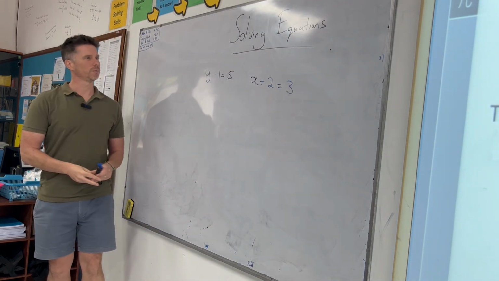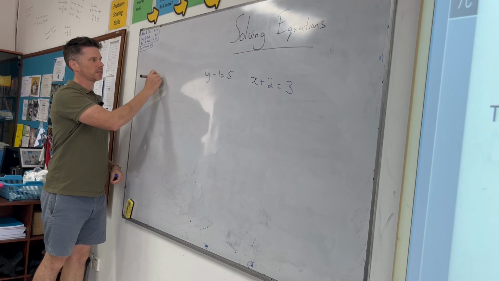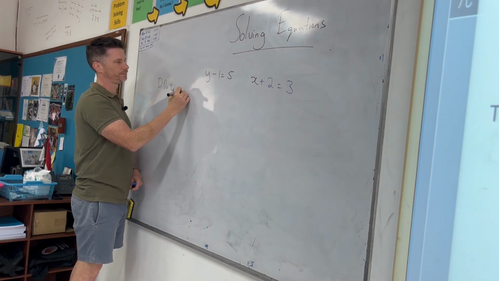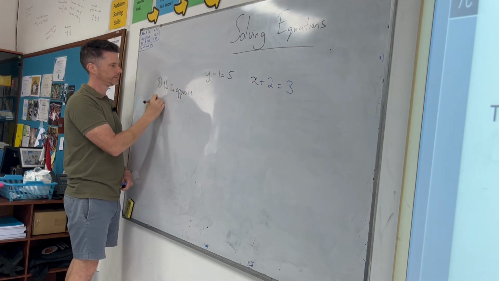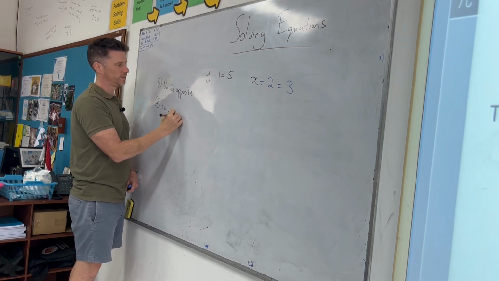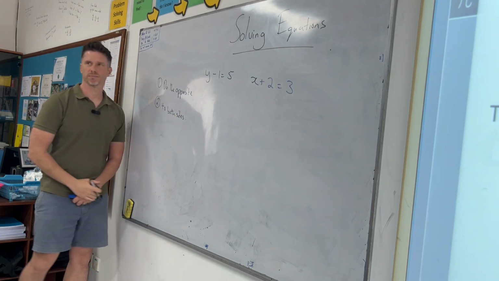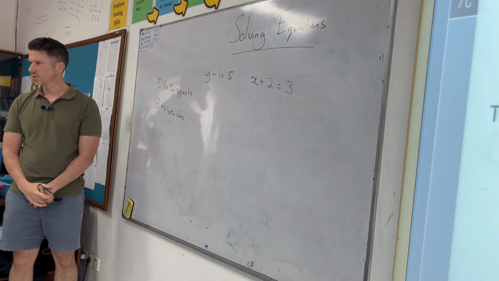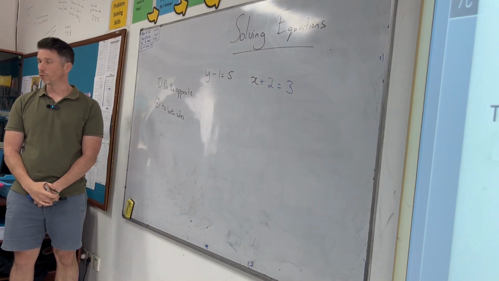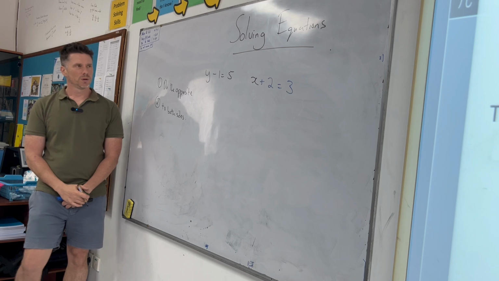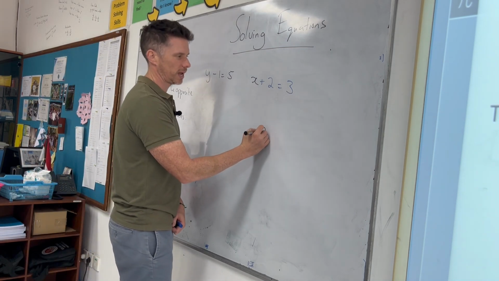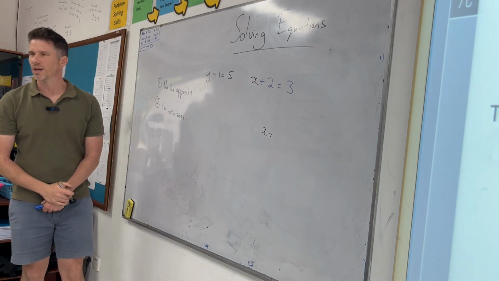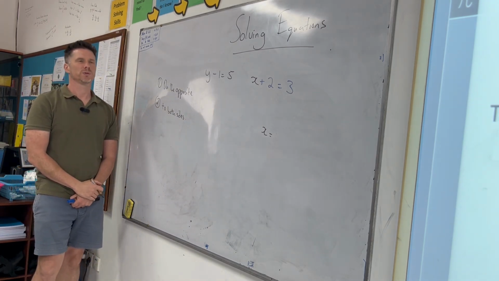I'm going to use a method that has 2 steps to it. Do the opposite to both sides. That's it. Do the opposite to both sides. That doesn't make much sense now, but it will make sense hopefully in a second. We want x equals at the end here. We don't want this pesky plus 2. To get rid of that, I'm going to do the opposite operation.